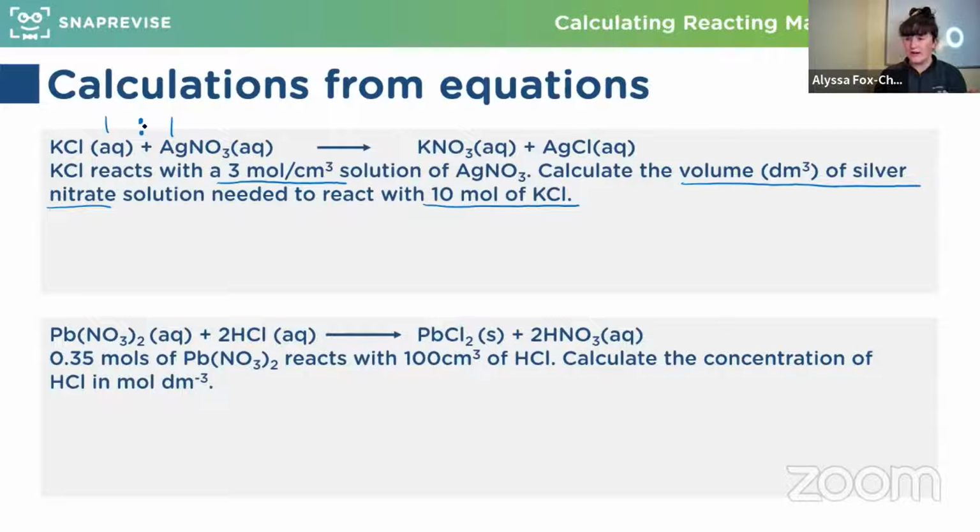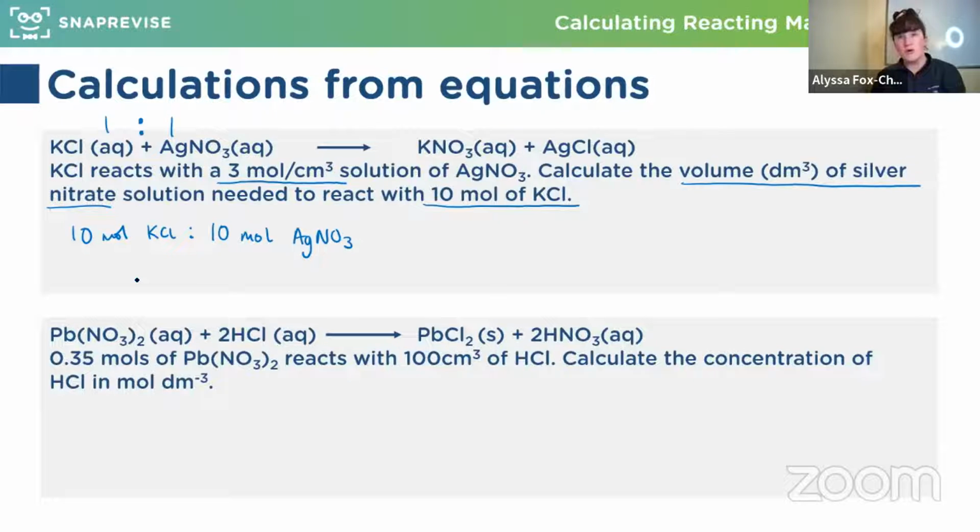How many lots do I have? I've got 10 moles of KCl. I've got 10 amounts. It's just like saying 10 dozen KCls. I've got 10 moles of KCl. So if I've got 10 moles of KCl, then because it's a 1-to-1 ratio, I'm also going to need 10 moles. Oops, didn't look like handwriting, did it? 10 mole of AgNO3, because it is a 1-to-1 ratio of KCl to AgNO3.